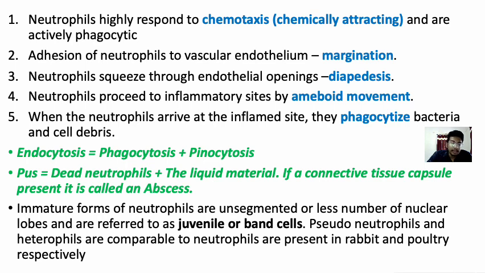Next, the immature forms of neutrophils are unsegmented or have fewer nuclear lobes, and they are referred to as juvenile cells or band cells. Next, pseudoneutrophils and heterophils are comparable to neutrophils. Pseudoneutrophils are seen in rabbits, whereas heterophils are seen in poultry.